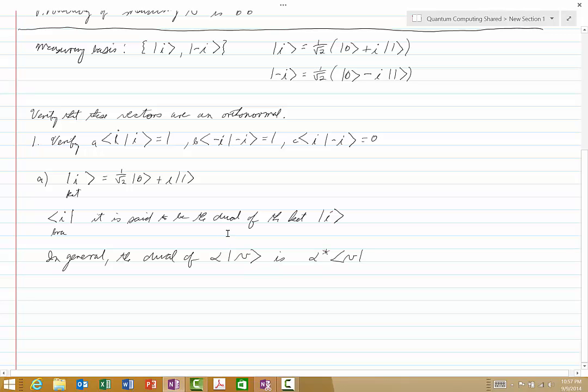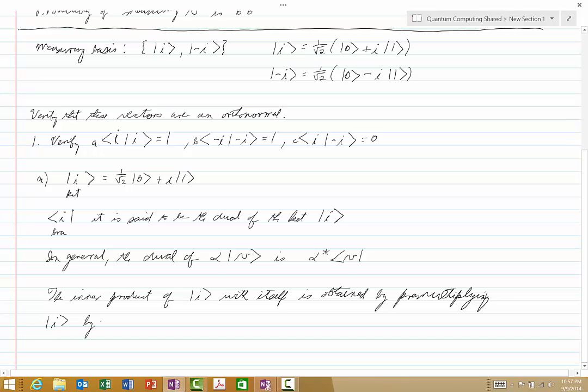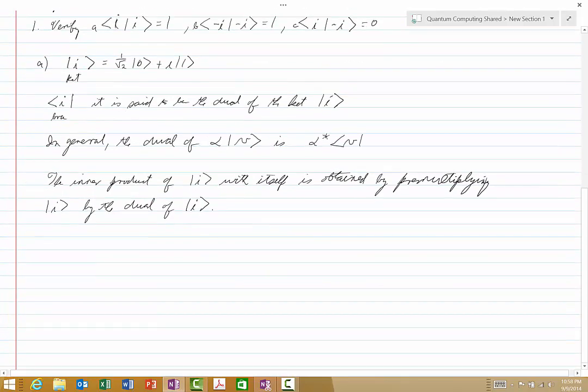And now that we're armed with that information, we can say the following, that the inner product of I with itself is obtained by pre-multiplying I by the dual of I. Okay? Now let's look at this.